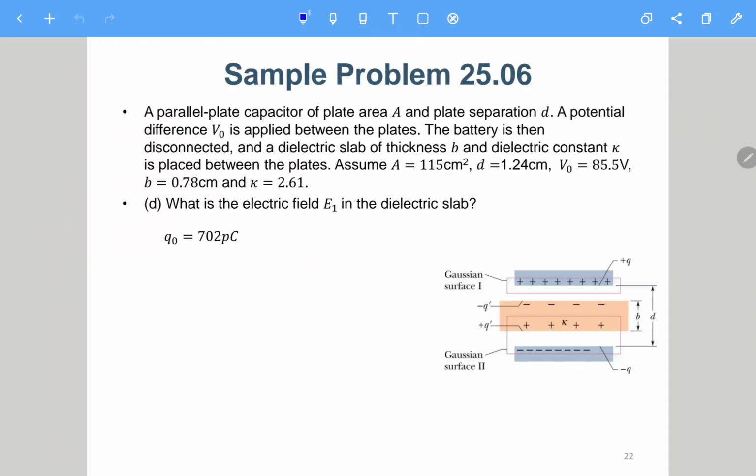Next, for question D, what is the E field E1? This is E1, this is E0, this is E0. So what is the electric field E1 in the dielectric slab? Here we apply the Gauss law for this Gaussian surface. It includes a surface in the vacuum. So this side won't contribute to the net flux. Only this side will contribute to the net flux.